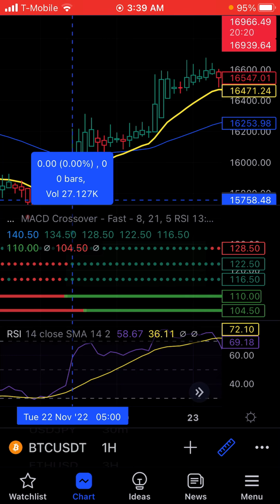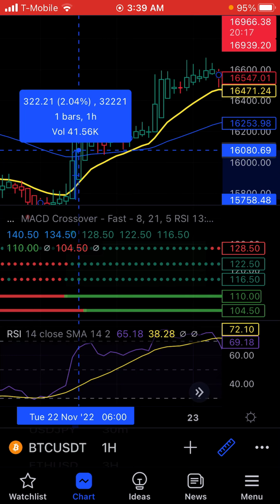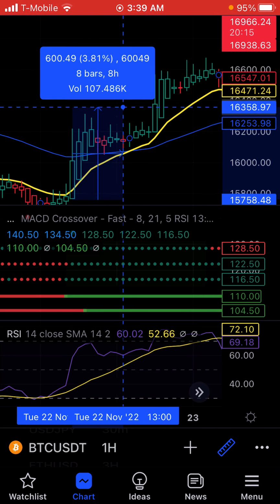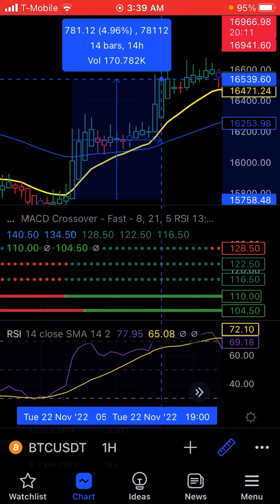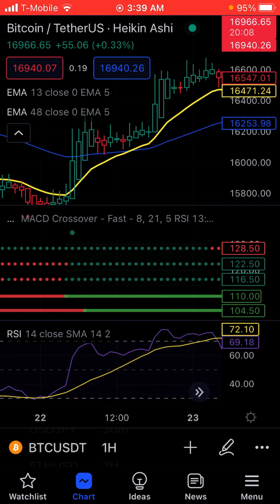So you make a little bit more profit. While you're looking at this, just make sure you look at your RSI. And you can sell right here. That is a 5% right there. Okay, so that's doing Bitcoin.